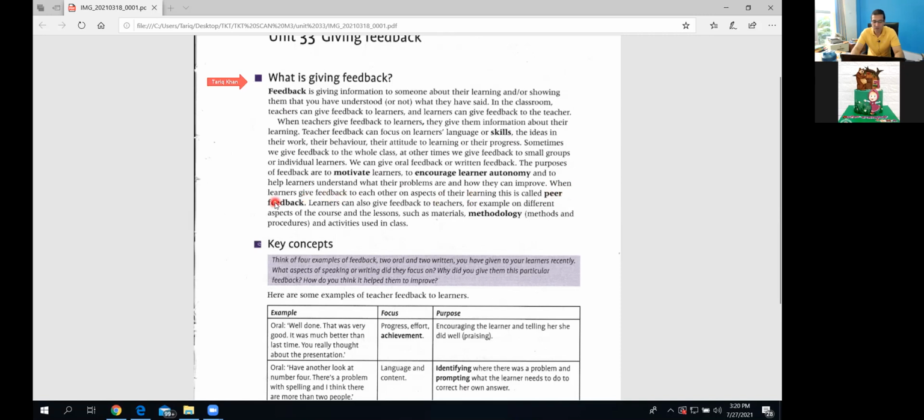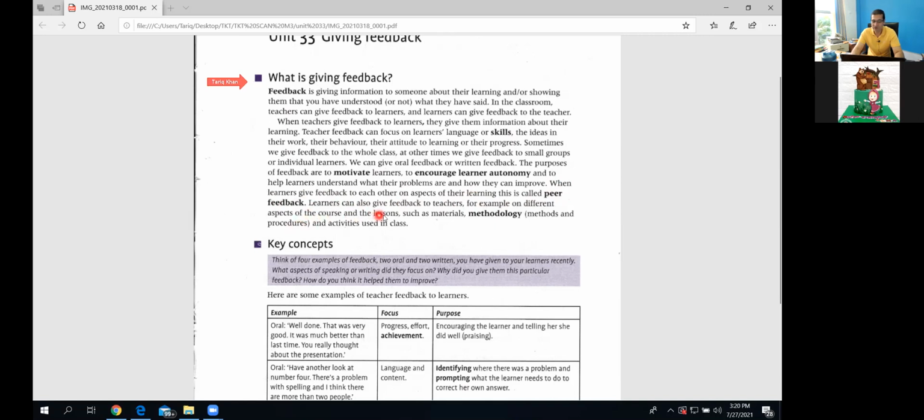Next one is when learners give feedback to each other on aspects of their learning. Learners also give feedback to each other to check how they are doing. So that is called peer feedback.